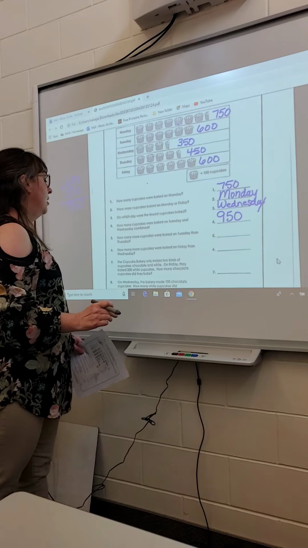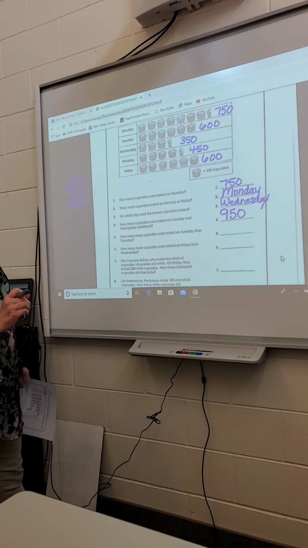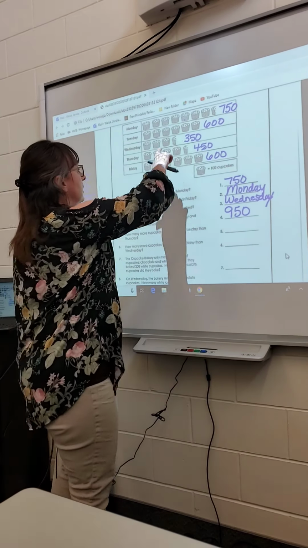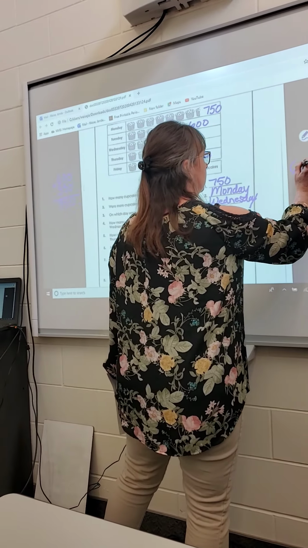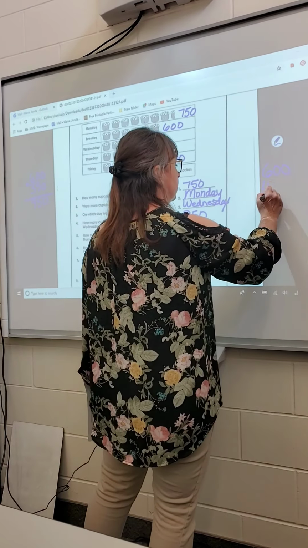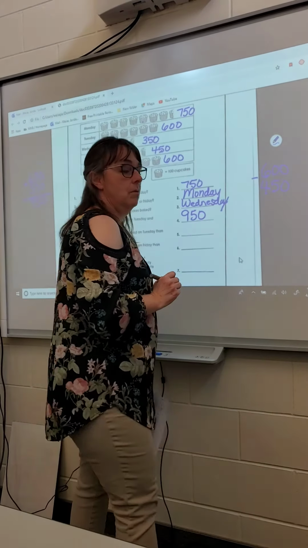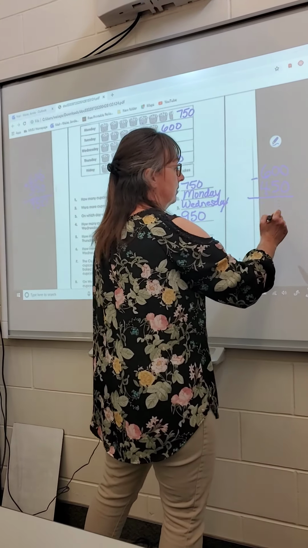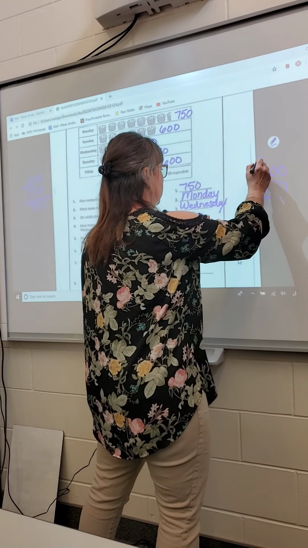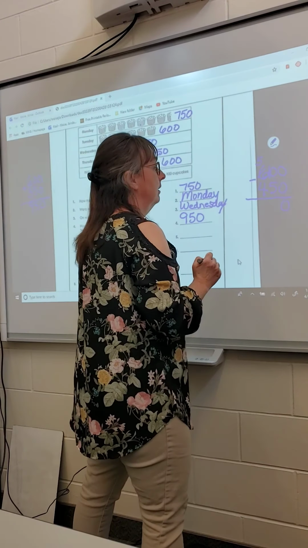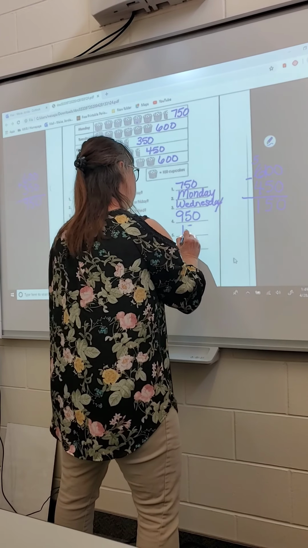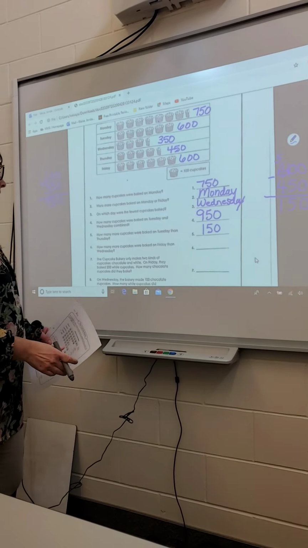The next one, how many more cupcakes were baked on Tuesday than Thursday? Okay, so we want to know how many more, so we're going to be subtracting. Tuesday was 600. The other day we're looking at is Thursday, which was 450. 0 minus 0 is 0. 0 minus 5, oh, we have to borrow. Put 5 up there, put our 10 right there. 10 minus 5 is 5. 5 minus 4 is 1. So 150 more cupcakes were baked on Tuesday.